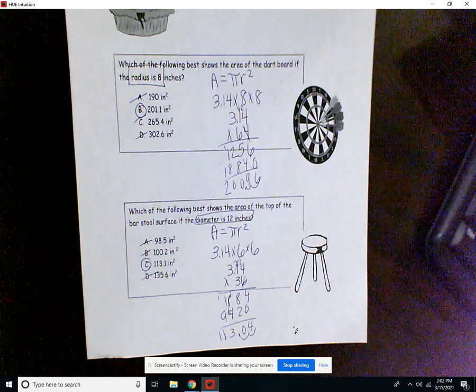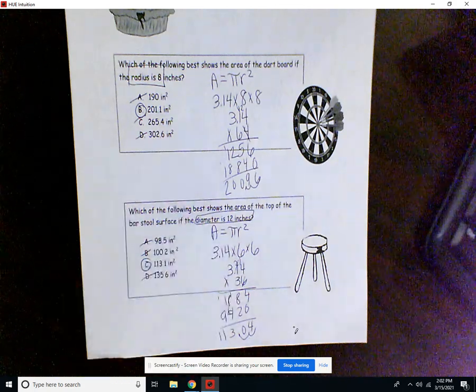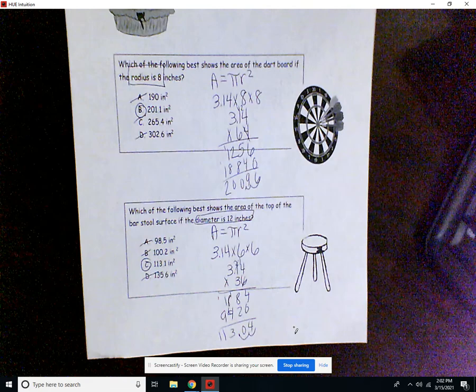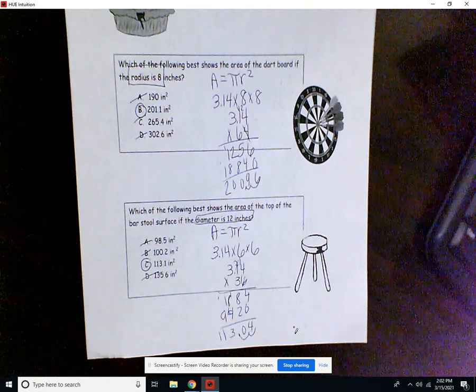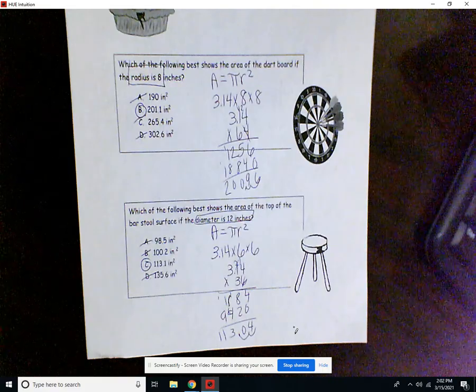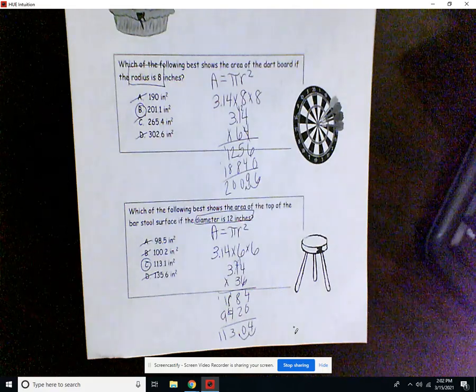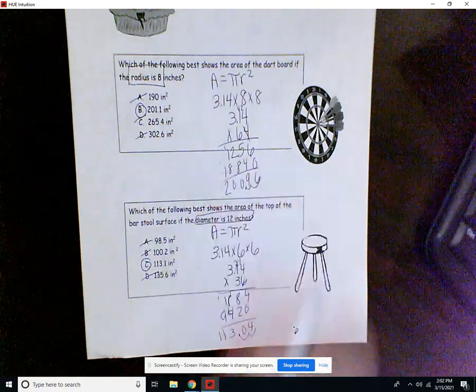All right, so your homework is going to be like this, what we just did. It's going to be 9 problems. It's going to have you find the area of a circle, no circumference. Again, make sure you use your one formula, and then if it's a diameter, cut it in half. If you don't have a diameter and it's a radius, just write it down twice.